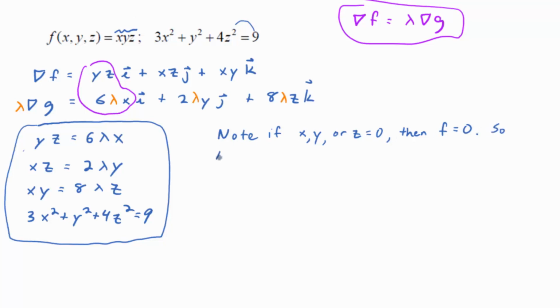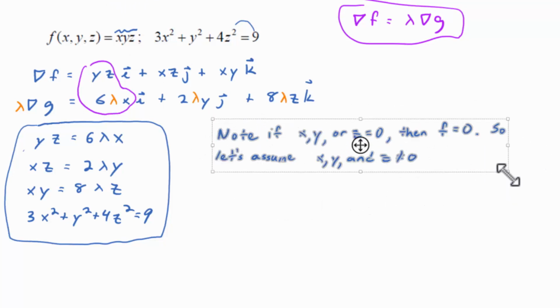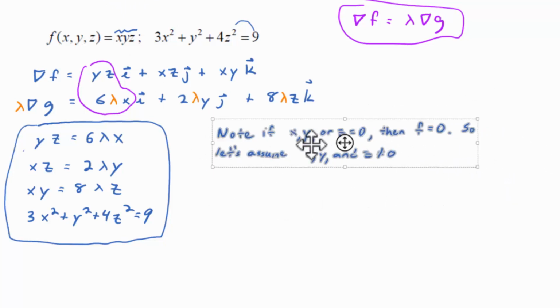So let's assume x, y, and z are not equal to 0. Okay? So why do we care? Why does that help us? Is it going to help us? I don't know, but it's a good technique to use that to your advantage.